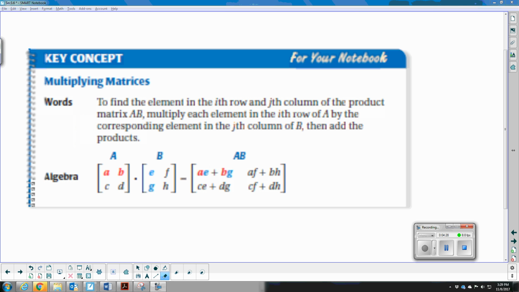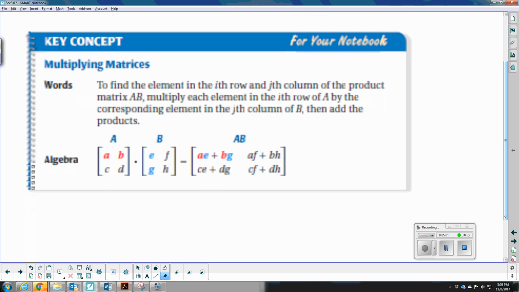So now that we know whether or not we can multiply matrices, we have to actually multiply matrices. You have this key concept in your notebook. It says find the element in the ith row and the jth column of the product matrix AB. Multiply each element in the ith row of A by the corresponding element in the jth column of B. Then add the products. Okay, so that's a very wordy definition, but we're going to do some practice problems so that you can understand this.